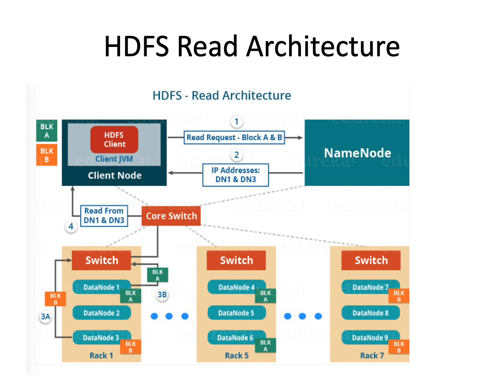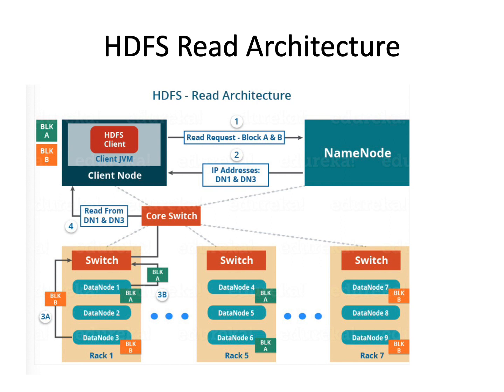The client starts reading the data in parallel from data nodes, from block A and block B. Here, the client will read block A from data node 1, and block B from data node 3. And once the client gets all the required blocks, it will combine these blocks to form a file.